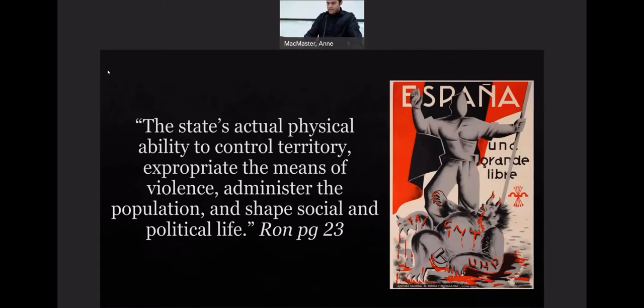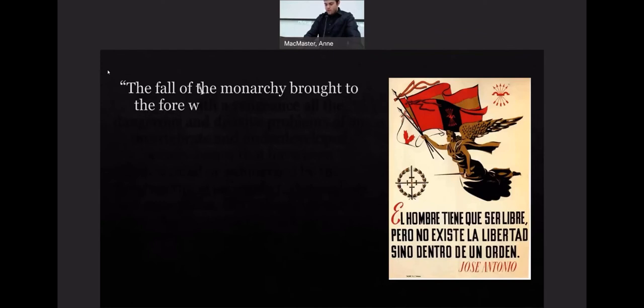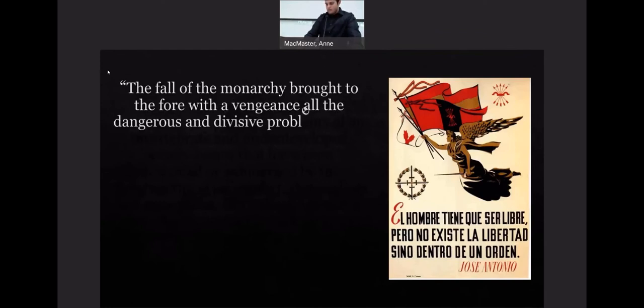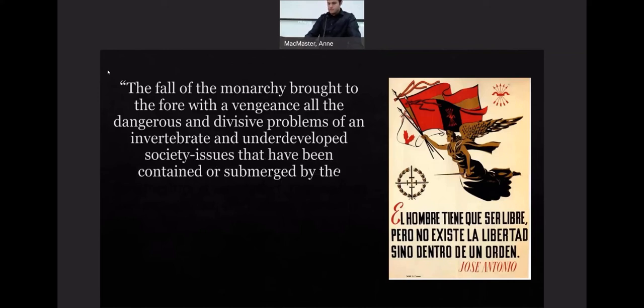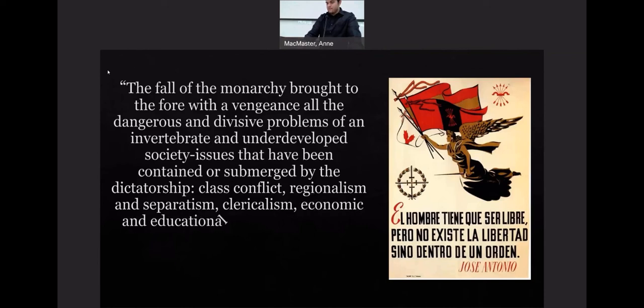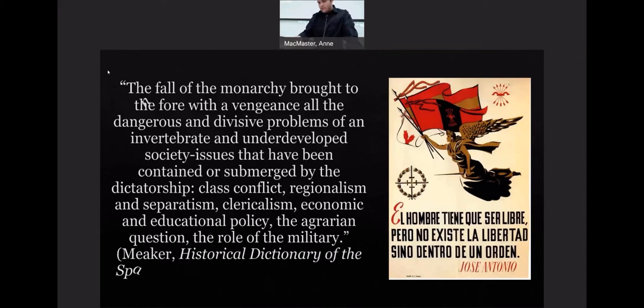As Gerald Meaker writes, the fall of the monarchy brought to the fore with a vengeance all the dangerous and divisive problems of an invertebrate and underdeveloped society, issues that had been contained or submerged by the dictatorship: class conflicts, regionalism and separatism, clericalism, and economic and educational policy. The agrarian question, the role of the military.